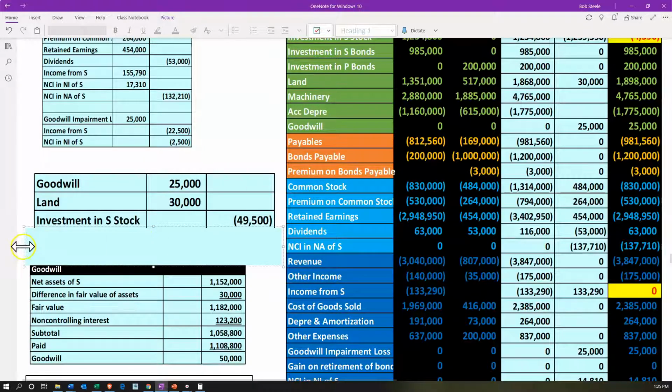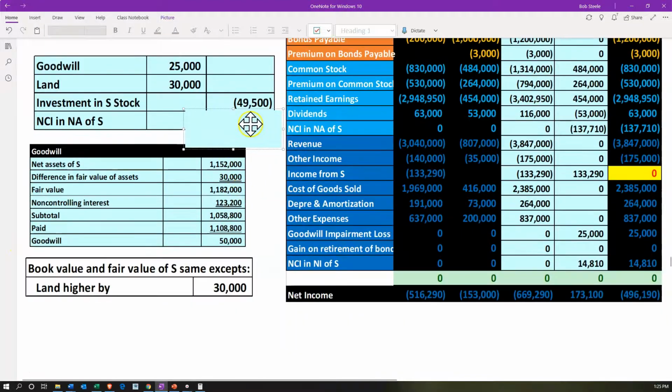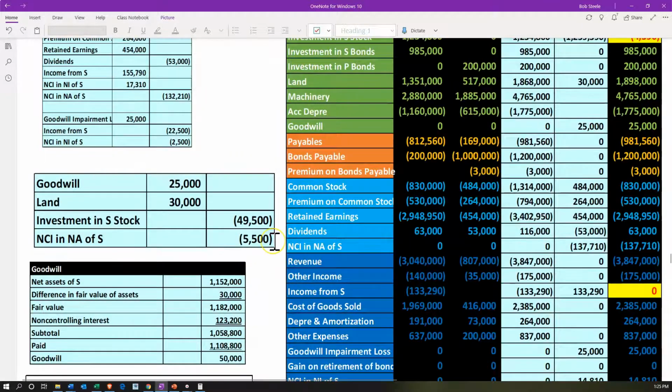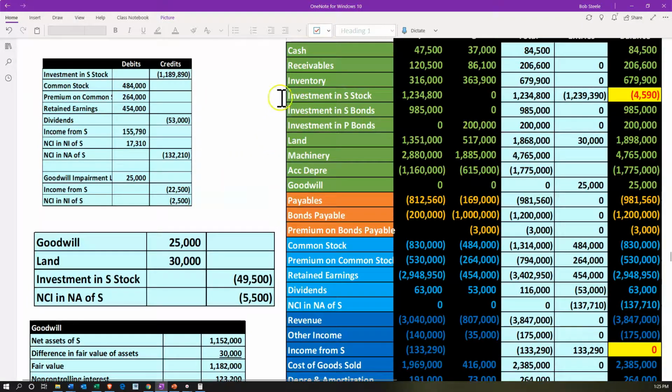So then we're going to say, all right, now we're just going to apply that out based on our percentages, 90-10, controlling, non-controlling, to the balance sheet side of things. That being the investment in stock. So it's going to go up in the investment in stock here, and the non-controlling interest in S. So we're simply going to add these up, the 25 and the 30, and break them out 90-10. So the 30,000 plus the 25,000 is the 55,000 times 0.9.